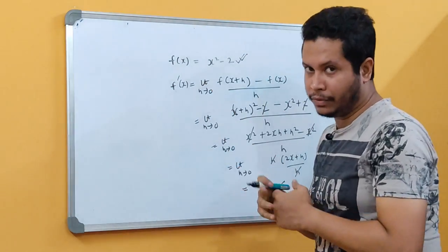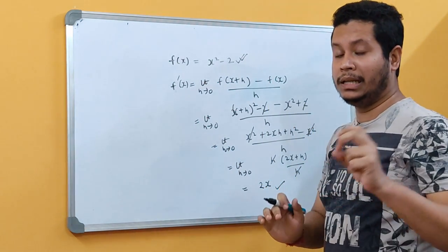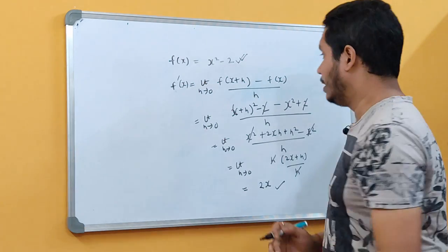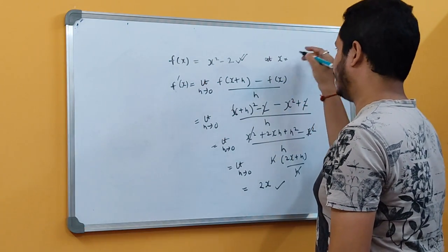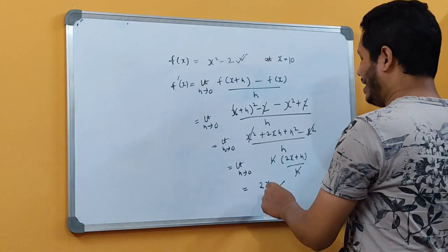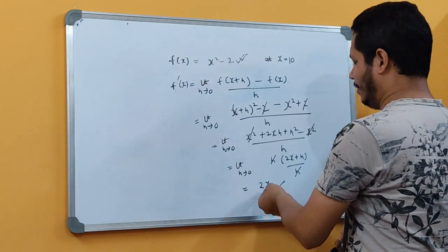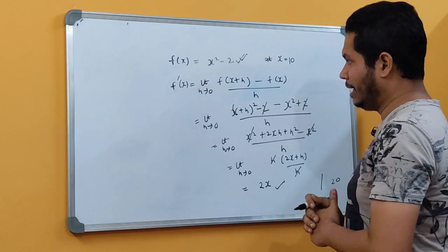Now this is one type of function. Now if the same question comes, but they tell you to find the derivative at a particular point, suppose at x equal to, say for example 10, for example I'm telling, right? Then either you can first do the derivative and then substitute x as 10, so it will be 20, that is also one thing.